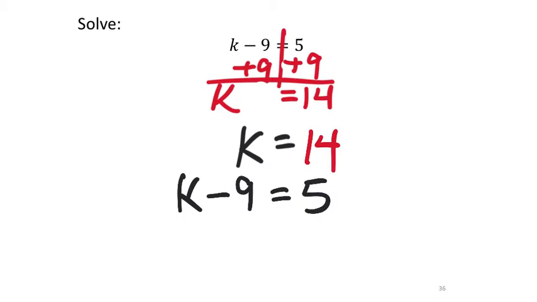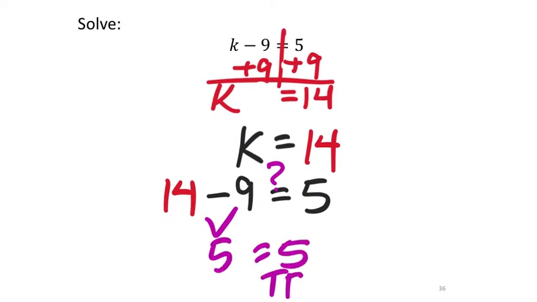This is the original equation, k minus 9 equals 5. If I want to check for truthfulness, I'm just going to replace that k with the value that I just found, 14. And I will check for truthfulness, so I'm going to put a question mark over the equal sign, because I don't know if it's true or not. I know some of you can do it in your head, and that's fine. But 14 minus 9, boom, it is 5. 5 does equal 5, that's true.